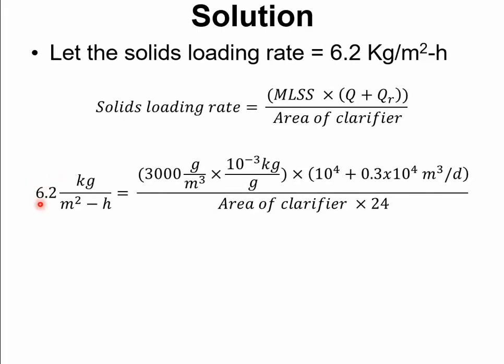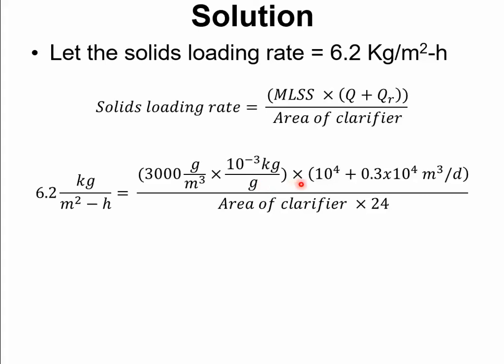So on left hand side of the equation, you plug in the value of solids loading rate selected based on the peak loading condition, 6.2 kilograms per square meter per hour. Now here MLSS concentration is 3000 milligrams per liter, which is equivalent to grams per cubic meter. Now since we want to convert it into kilograms, as on left hand side we have kilograms per hour, you convert it or you divide it by 1000 or multiply with 10 raised to the power minus 3 kilograms per gram.